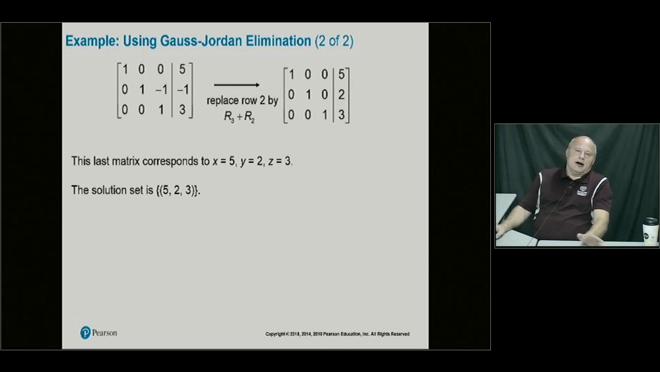Okay. Now, understand, not every system has a solution. Sometimes there is not a common solution. So if you ever get a row that has all zeros in it, like 0, 0, 0, and maybe there's a 4, so 0, 0, 0, 4, then that means 0 equals 4, and that would be false. That would be no solution. Therefore, that system would be inconsistent.